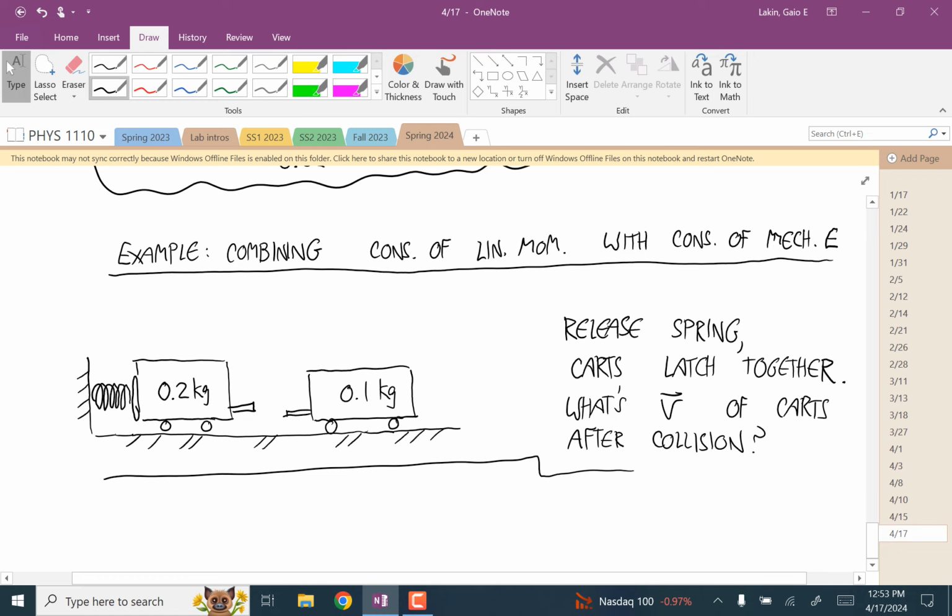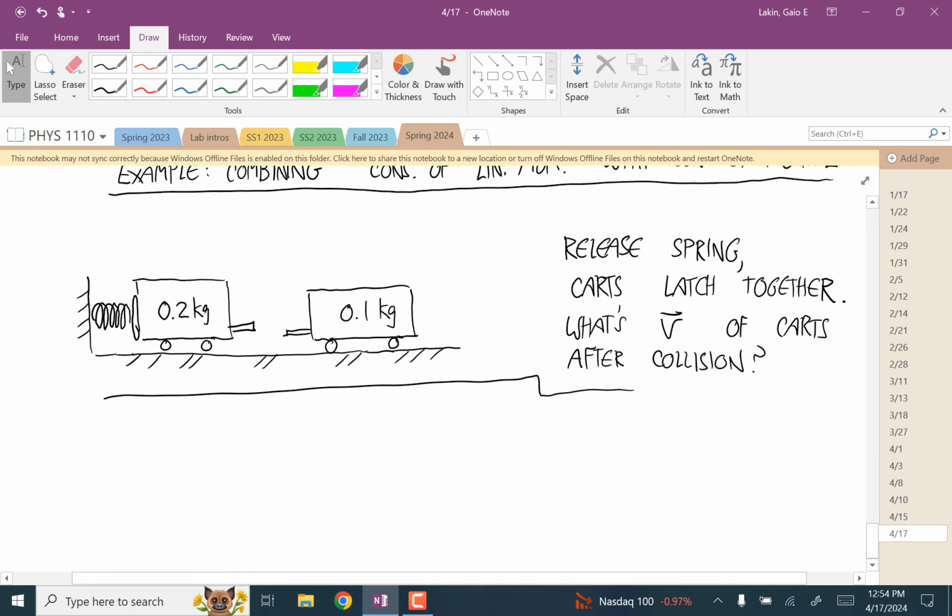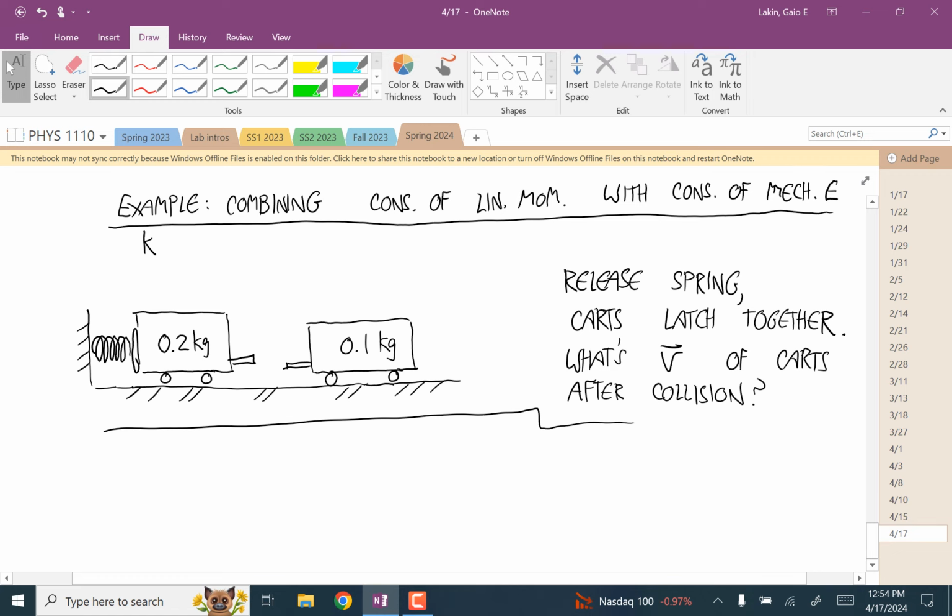Okay. We have to know how stiff this spring is. Let's say that K is equal to 600 newtons per meter. And let's say it's pulled back 2 centimeters, so 0.02 meters. Can everyone picture what's going on in this?